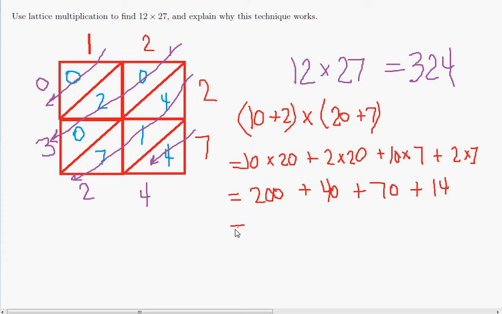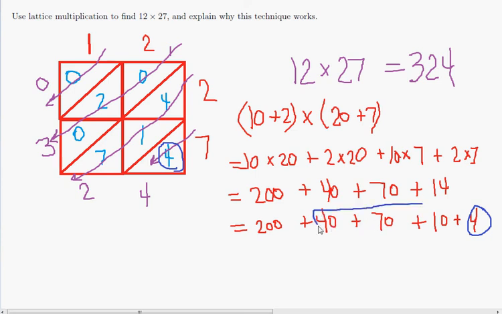And the 14 is written as 10 plus 4. So 40 plus 70, and this one is 2 digits that are not 0, so write that as 10 plus 4. And hopefully you can see that's pretty much exactly what we have in our chart here. The 4 that you see here corresponds to the 4 right down here. The 40, 70, and 10, these three numbers are exactly the same thing as the three numbers that you see here.